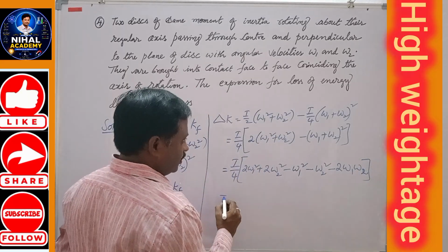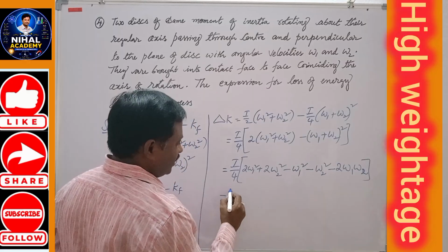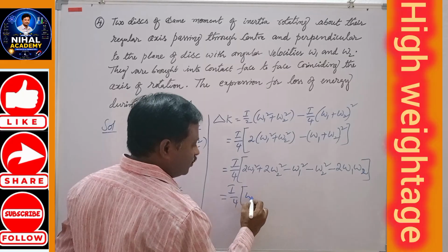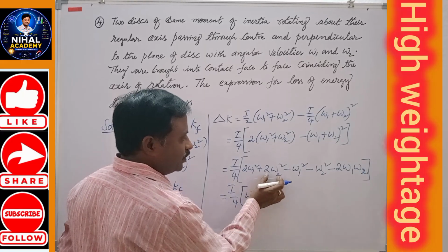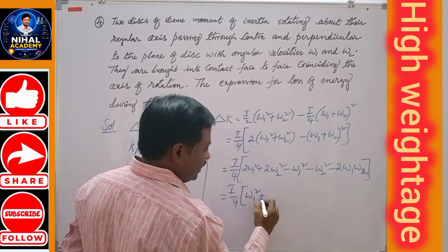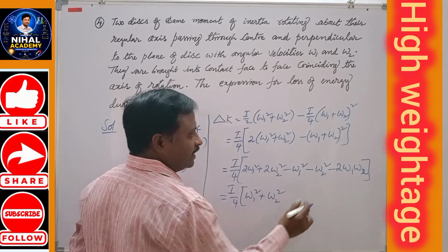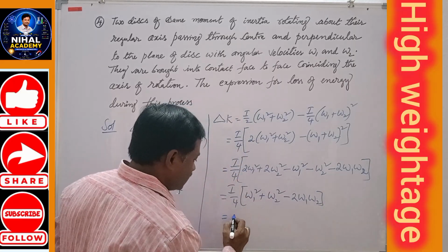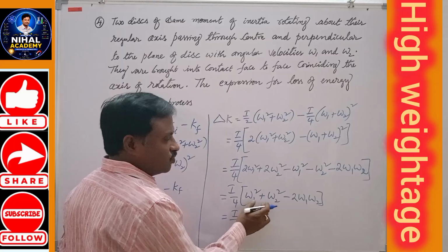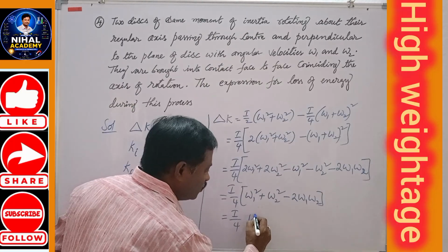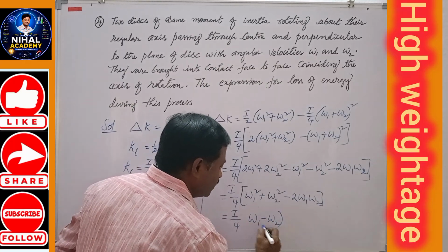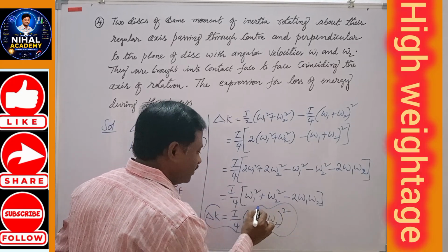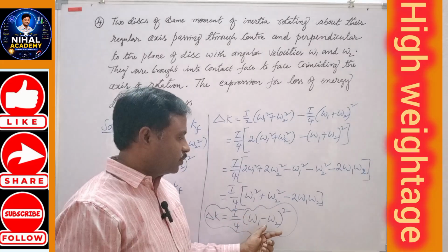Now from this, I by 4 times: 2 omega 1 square minus omega 1 square is equal to omega 1 square, and next 2 omega 2 square minus omega 2 square means plus omega 2 square, and here minus 2 omega 1 omega 2. So this is equal to I by 4 times a square plus b square minus 2ab, so (omega 1 minus omega 2) whole square. This is the loss of energy delta K. So it is equal to I by 4 into (omega 1 minus omega 2) whole square.